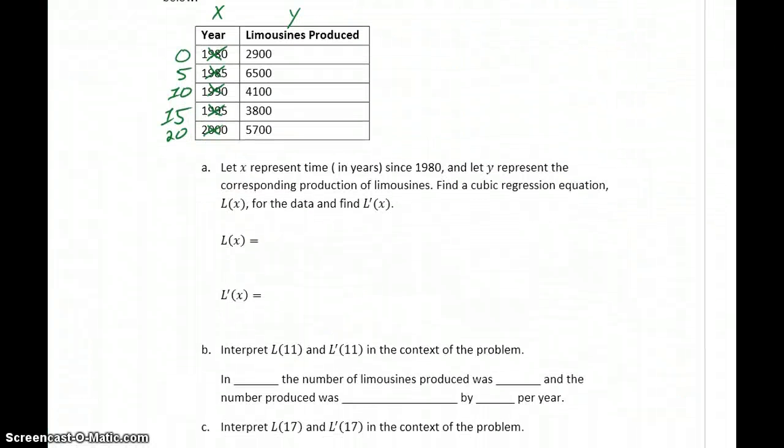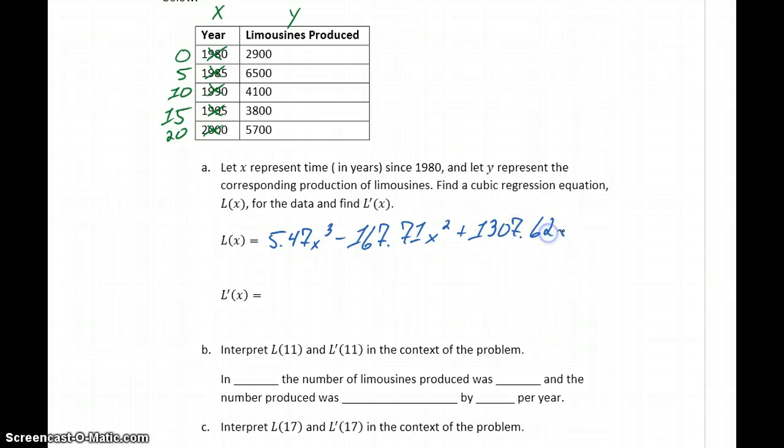So rounded to the nearest hundredth, our cubic regression equation was 5.47x cubed minus 167.71x squared plus 1,307.62x plus 3,014.29.